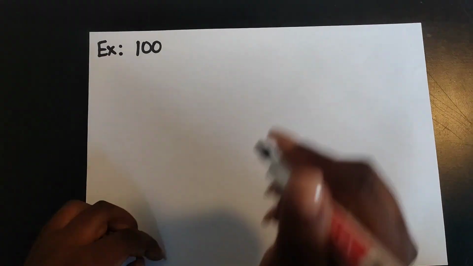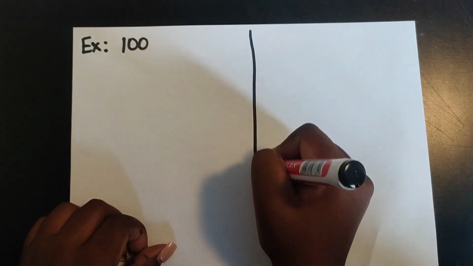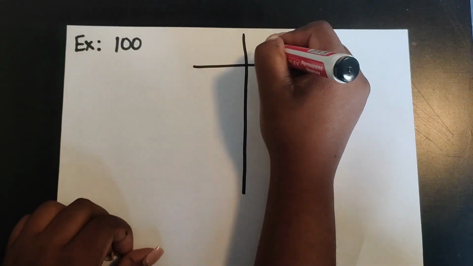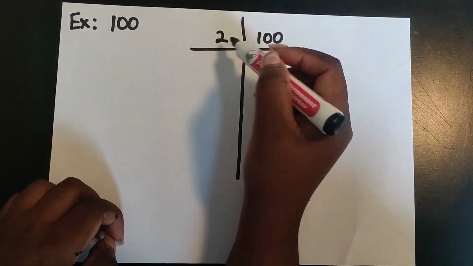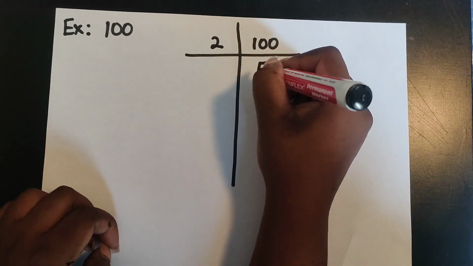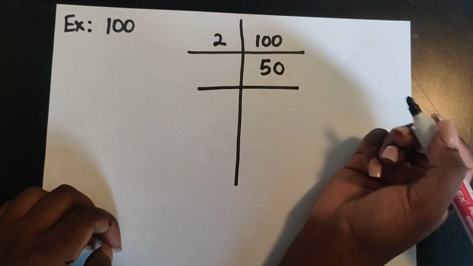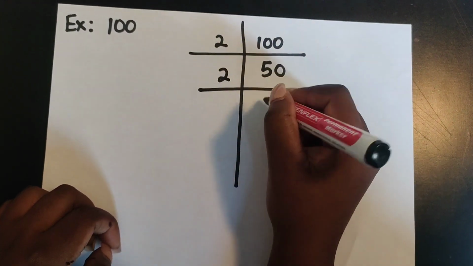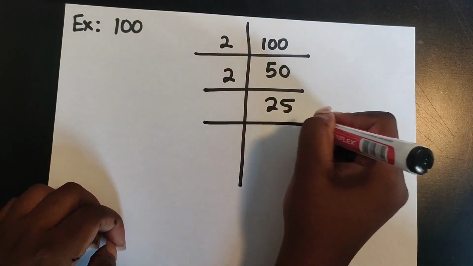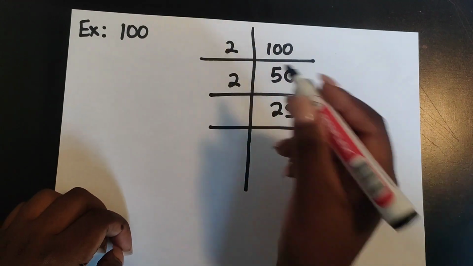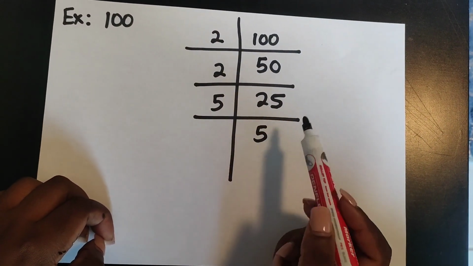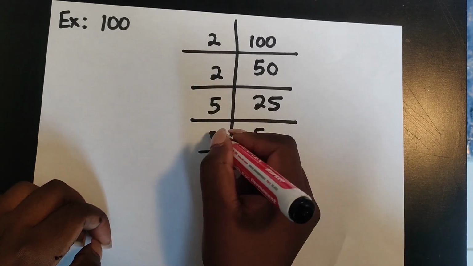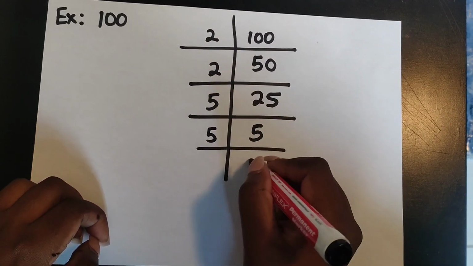So this is our final example on this topic, which is 100. I'm just gonna make a quick step ladder here. What's the lowest number that divides 100 without a remainder? It is 2. So 2 into 100 is 50. The lowest number that goes into 50 without a remainder is 2. 2 into 50 is 25. The lowest number that divides 25 without a remainder is 5. 5 into 25 is 5. The lowest number that divides 5 without a remainder is 5. 5 into 5 is 1.